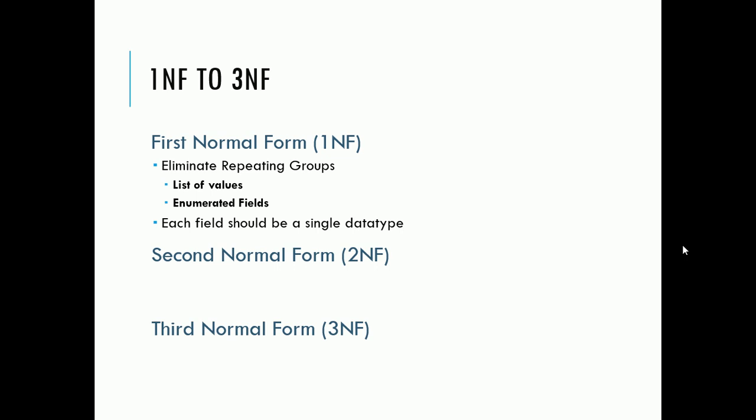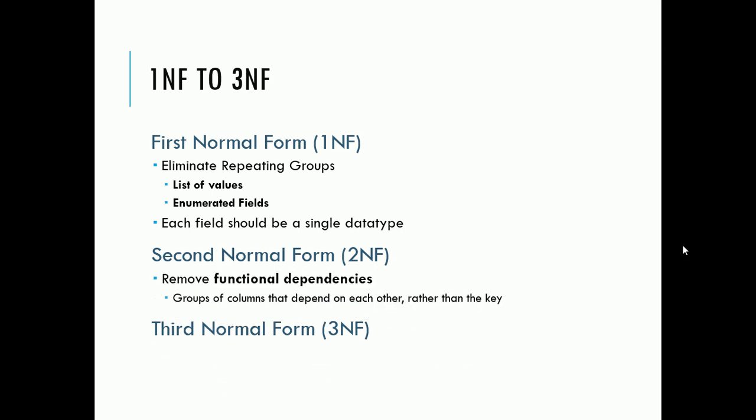And then once we get there, with the second normal form, we're going to remove functional dependencies. What is a functional dependency? It's groups of columns that depend on each other rather than the primary key, right? Some people call it a partial dependency, right? A partial dependency where it's a group of columns that are dependent on one of the attributes, but they really don't care about the primary key, right?